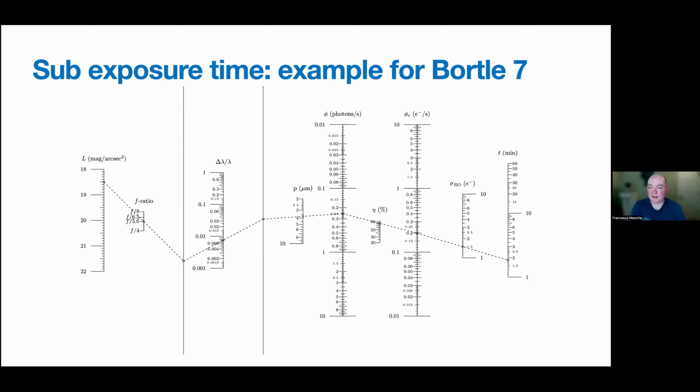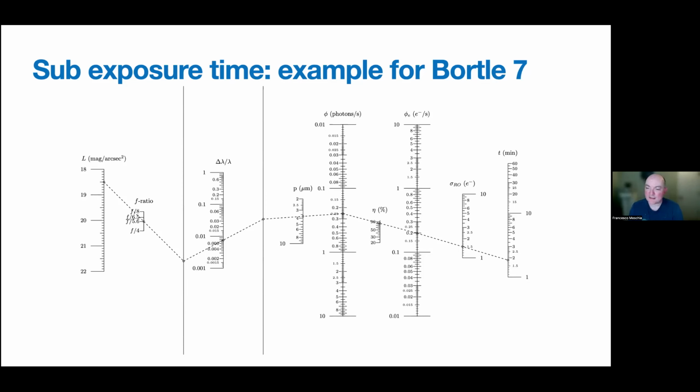Then I plot yet another line through this scale with the eta parameter, which is the quantum efficiency. In this case, I estimated 80% quantum efficiency. This is calculated for the ASI 2600. And I see that this corresponds to receiving in each pixel 0.2 electrons per second.